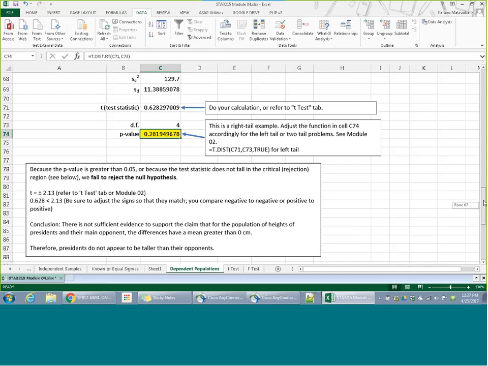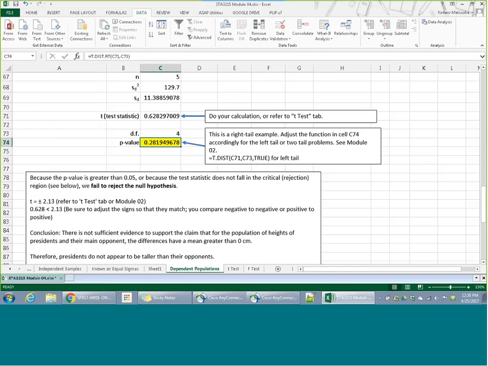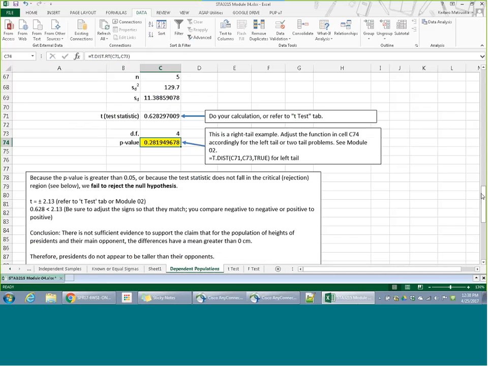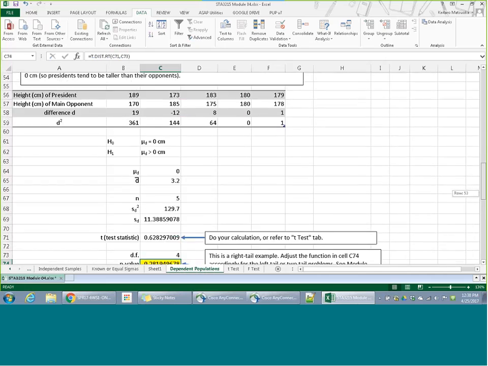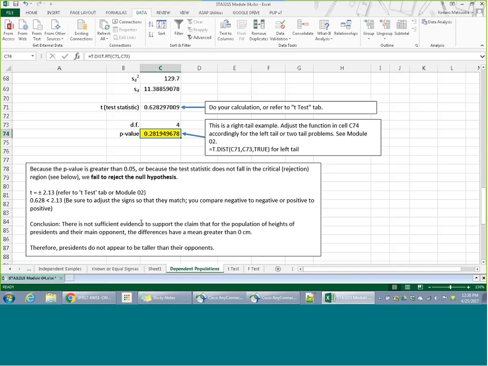Now, this was a right tail example. Okay. Because it's greater than. If it's a less than here, or left tail example, make the change to look like this, to get the left tail p-value. Okay. All right. So that's how you do dependent sample for critical value method and then the p-value method.